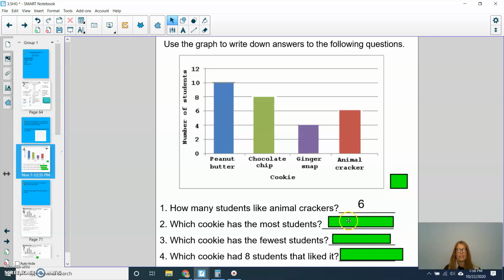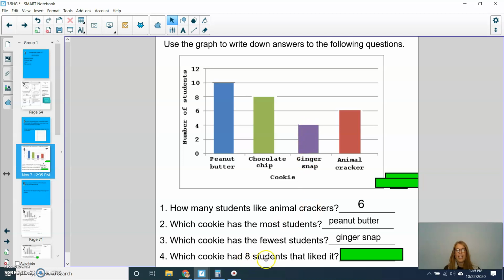All right, second graders. So for number 2, the cookie that had the most would be peanut butter because look at how high peanut butter was, all the way up to 10. The one that had the fewest would be the one that didn't go up very high, which would be ginger snap. Notice how that one was only at 4.